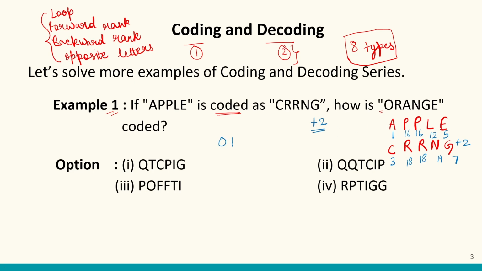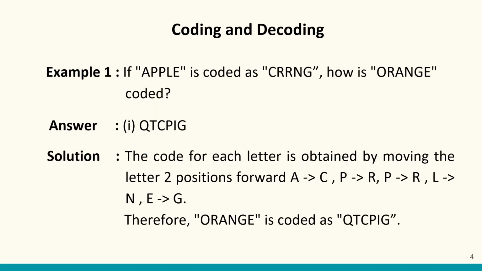So for orange, if we have to code, we'll move 2 positions forward. So O will be coded as Q, R will be coded as T, A will be coded as C, N will be coded as P, G will be coded as I, and E will be coded as G. So our answer will be QTCPIG, which is option number 1. Okay. Now let us see the other example.